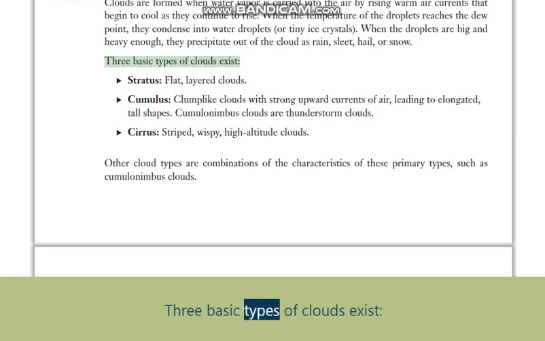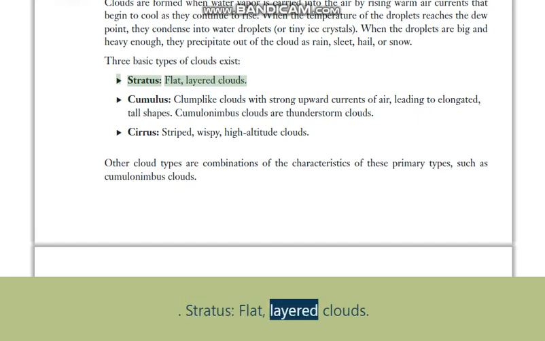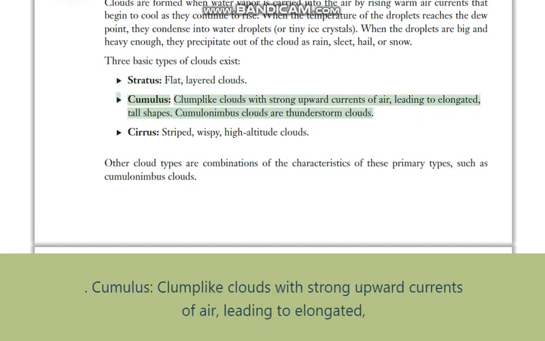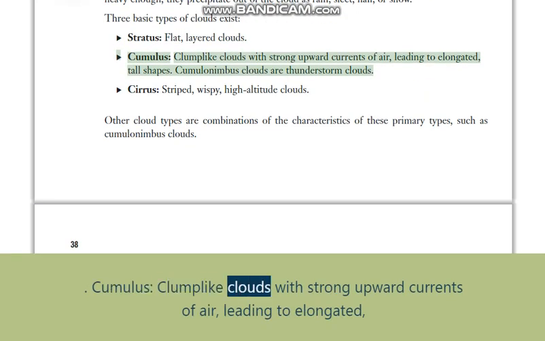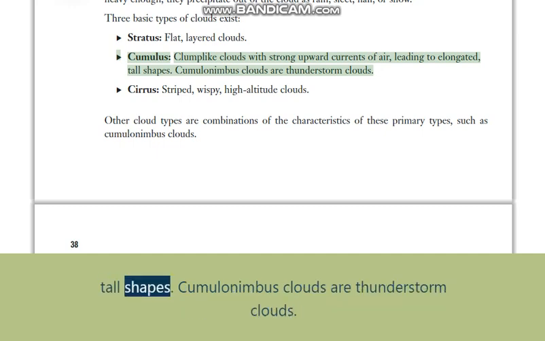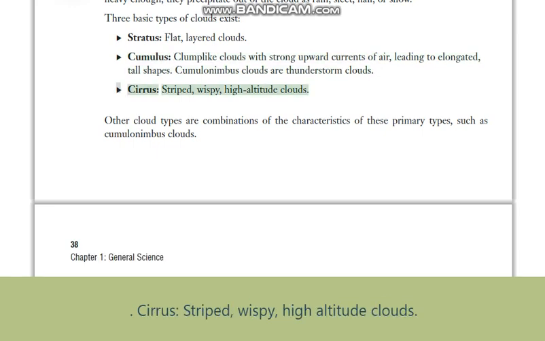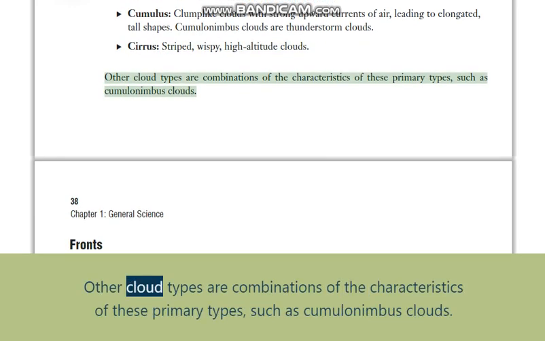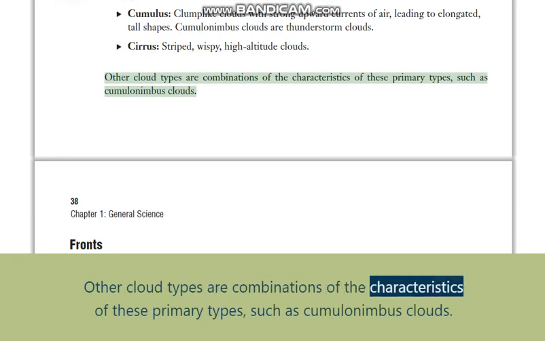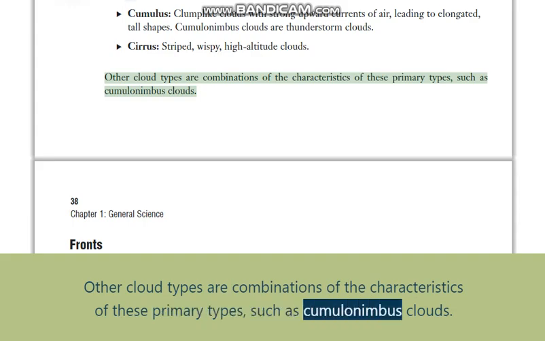3 basic types of clouds exist. Stratus, flat, layered clouds. Cumulus, clump-like clouds with strong upward currents of air, leading to elongated, tall shapes. Cumulonimbus clouds are thunderstorm clouds. Cirrus, striped, wispy, high-altitude clouds. Other cloud types are combinations of the characteristics of these primary types, such as cumulonimbus clouds.